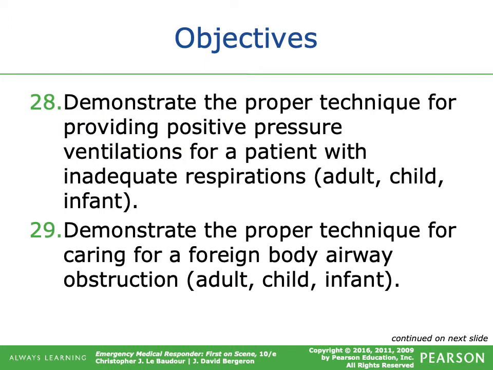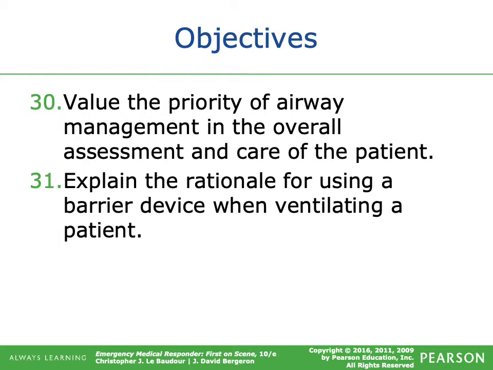Demonstrate the proper technique for providing positive pressure ventilation for a patient with inadequate respirations. That includes the adult, child, and infant. Demonstrate the proper technique for caring for a foreign body airway obstruction to include adult, child, and infant. Value the priority of airway management in the overall assessment and care of the patient. Explain the rationale for using a barrier device when ventilating a patient.